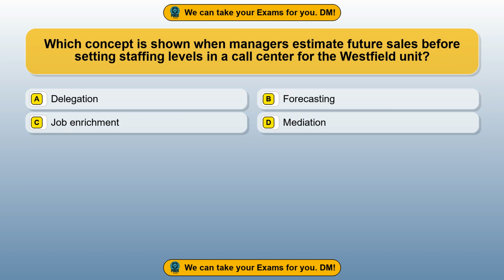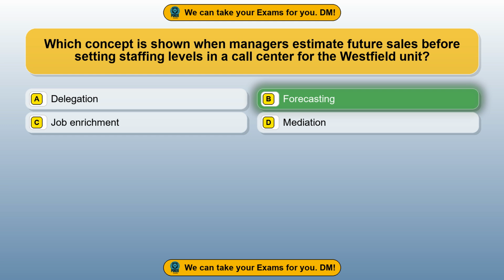Question 84. Which concept is shown when managers estimate future sales before setting staffing levels in a call center for the Westfield unit? Option A, delegation. Option B, forecasting. Option C, job enrichment. Option D, mediation. The correct answer is option B, forecasting.